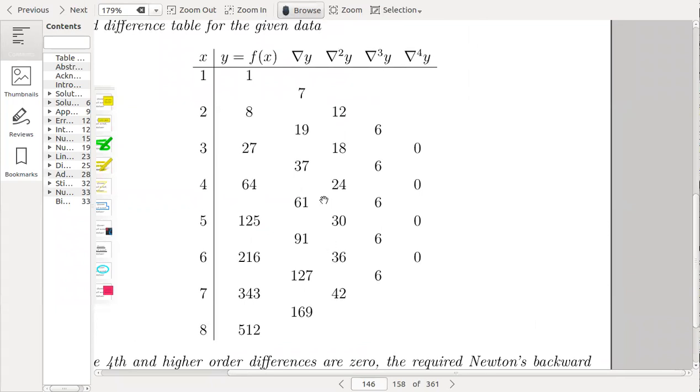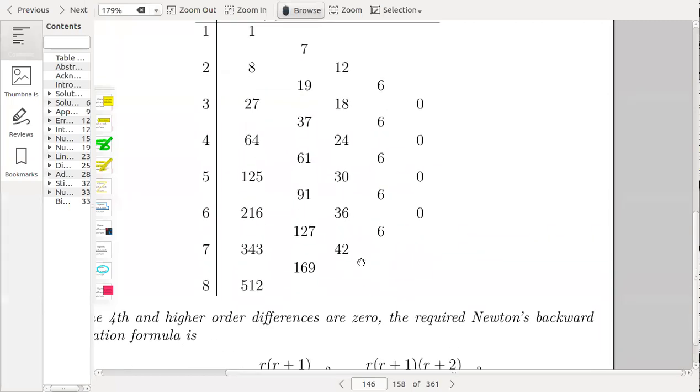Similarly, for the second backward difference, we need to subtract this 127 from 169. So 169 minus 127, we have 42. 127 minus 91, we have 36. 91 minus 61, we have 30. 61 minus 37, we have 24. 37 minus 19, we have 18. And 19 minus 7, we have 12.